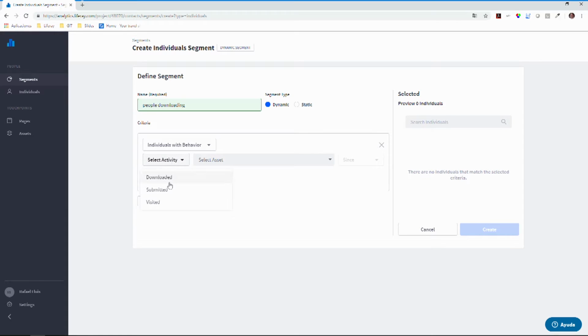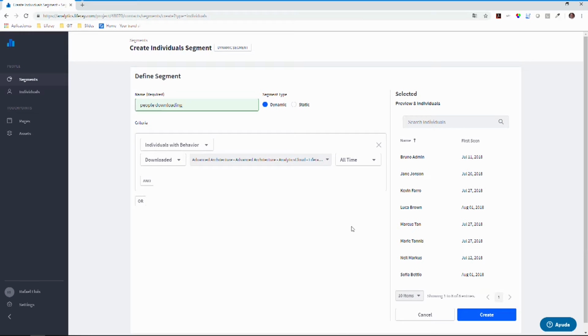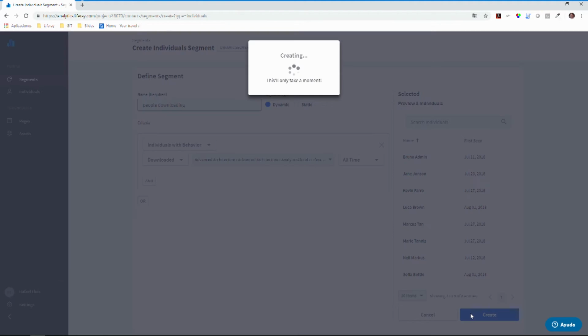So for instance, we can say people that have downloaded any asset. I have here advanced. As soon as you start writing, the combo will change. It's going to show the top 10, and then you write a little bit more, and it will change and give you some clues. So, for instance, I say, okay, people that have downloaded this PDF, all time. The good thing is that it makes a preview here, so I can see that my segment makes sense. I see that I have some people there, like 8 people. Of course, I can create additional criteria, etc. But if I'm happy with it, I can create the segment.